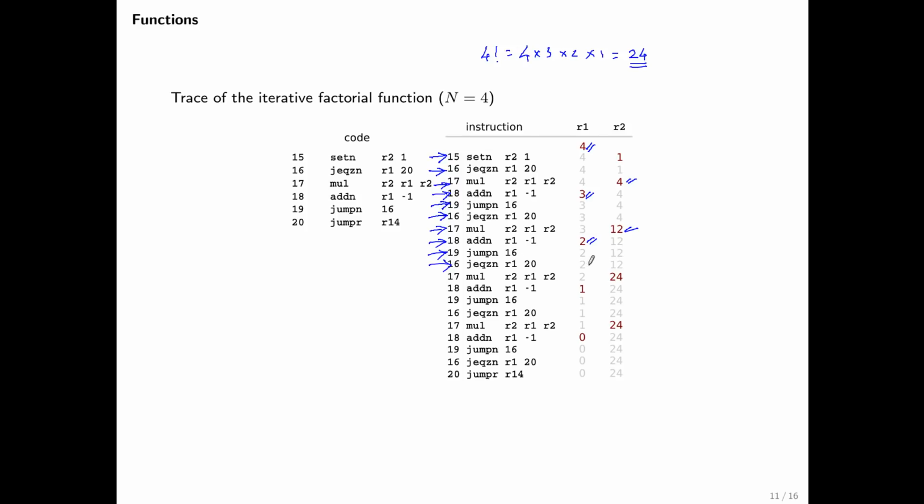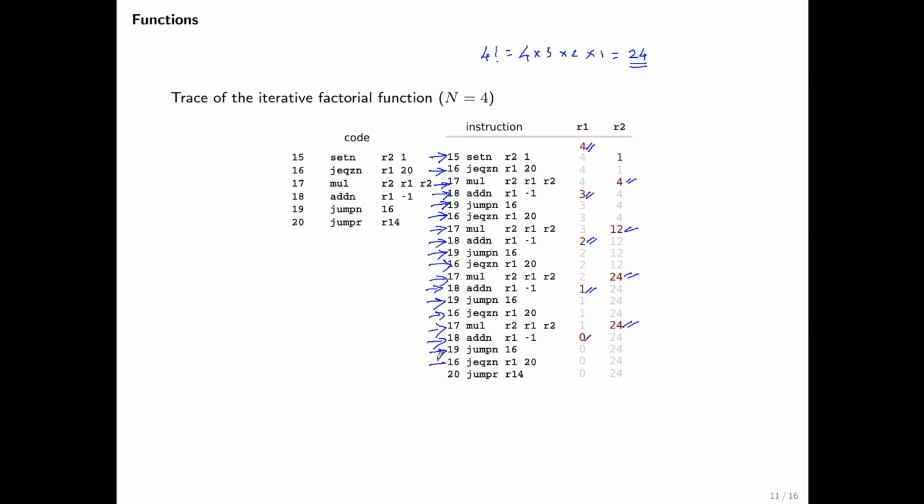Well, it is not 0, it is 2. We multiply R1 and R2 and store the result in R2. So 2 times 12 is 24, which is stored in R2. Then we decrement R1 by 1 to get 1, goes from 2 to 1. And then unconditional jump again to 16. We check if R1 is 0 or not. Well, it's not. So we multiply R1 and R2, 1 and 24, and place the result 24 in R2. And then R1 is decremented again. It goes from 1 to 0. And then we do an unconditional jump again to 16.